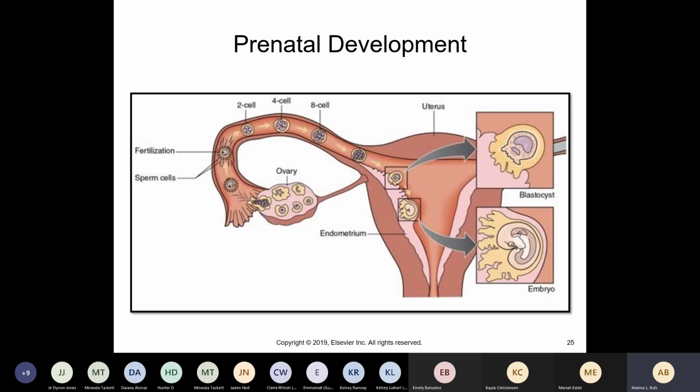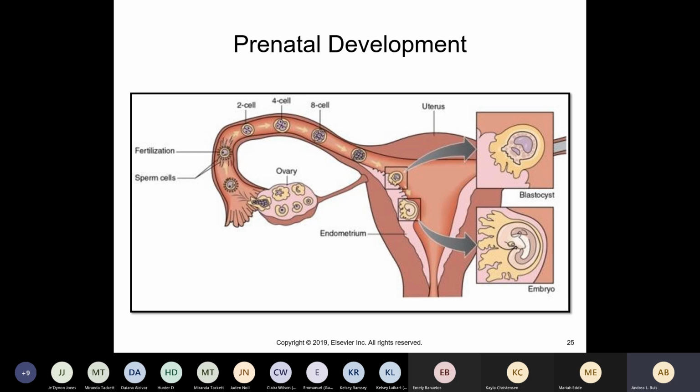And here is an image of kind of where this is occurring. It occurs in the distal end of the fallopian tube. You can see the ovary, which is where the egg comes out, and it's fertilized down farther in, a little bit down into the fallopian tube, but it's on the distal end.